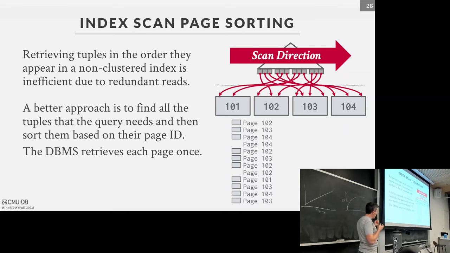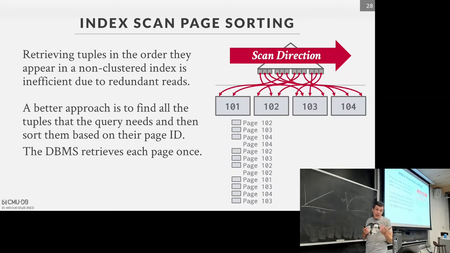and if I fetch the pages in the order that they come out of the index, I may end up doing a bunch of redundant I/O. I fetch a page in, process on it, because that's the key I'm looking at right now, and then I throw it away and get the next page. But then a few more keys later, I go fetch the same page I did before.